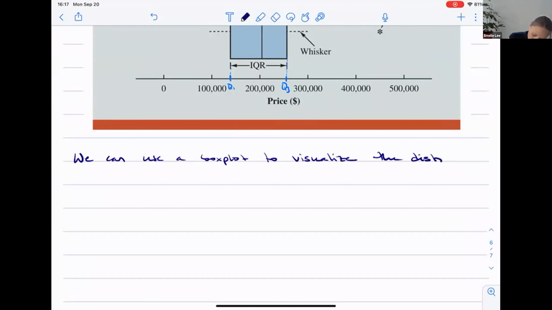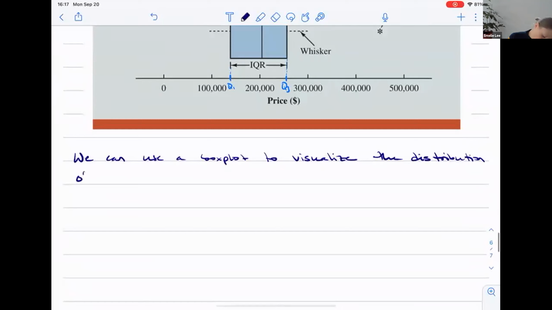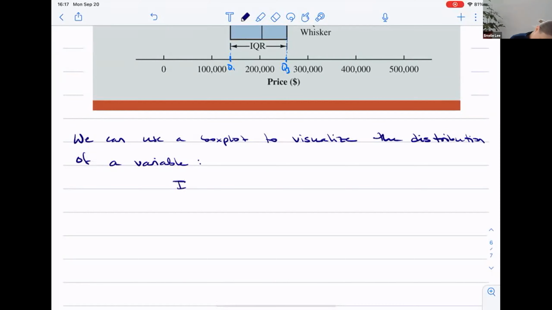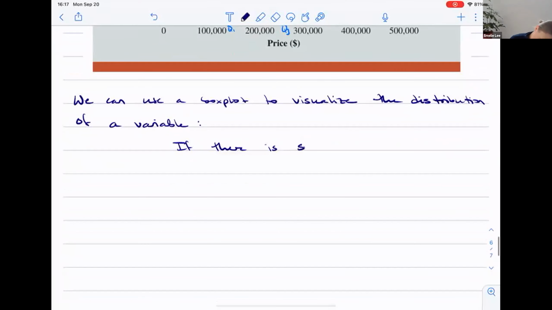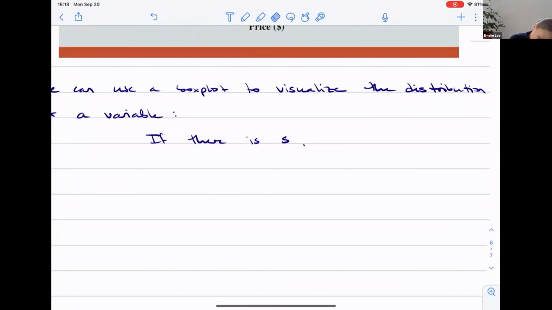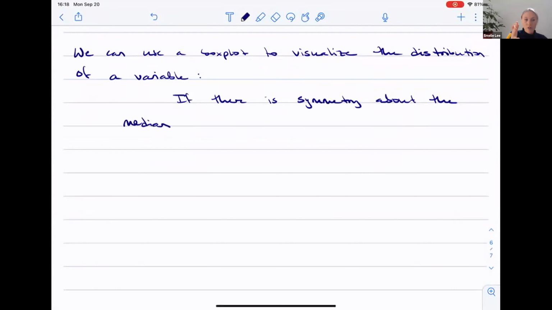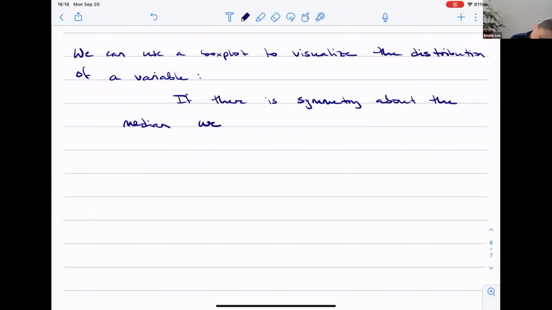The distribution of a variable. Right? If there's symmetry around the median, okay, and I'll show you an example, if there is symmetry about the median, right, which is that central line, we have a normal distribution. Typically.